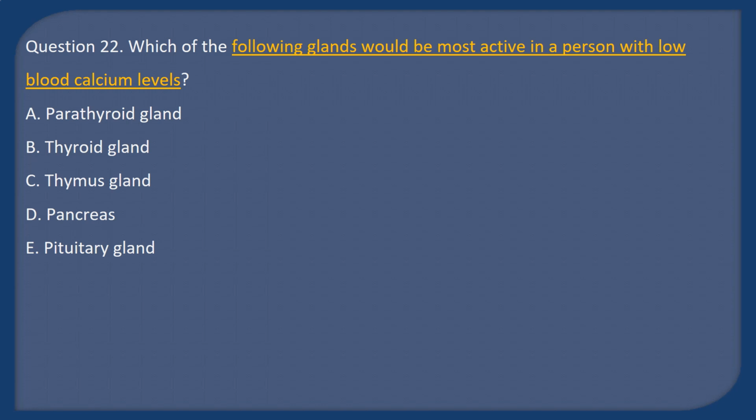Question 22. Which of the following glands would be most active in a person with low blood calcium levels? A. Parathyroid gland. B. Thyroid gland. C. Thymus gland. D. Pancreas. E. Pituitary gland.